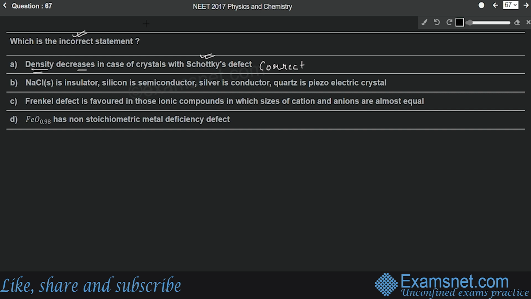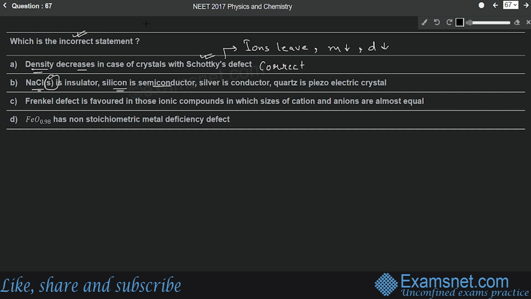Why? What happens in case of Schottky defect? We know that in case of Schottky defect, ions leave the crystal, right? Ions leave the crystal, and due to this, mass will decrease, and when mass decreases, the density will also decrease. So this is the correct one, but we have to find out the incorrect one, right? So let's proceed. The second statement says NaCl solid is an insulator. This is correct because NaCl acts as a conductor when it is in aqueous form, not in solid form.